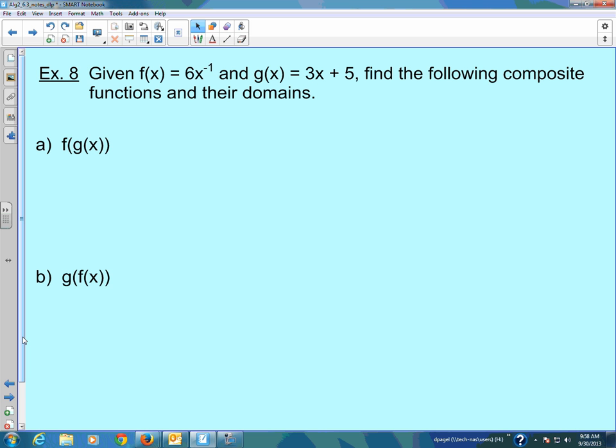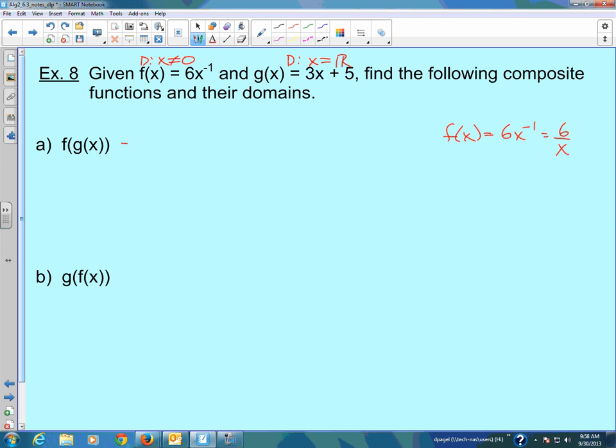f of x equal to 6x to the negative first. Again, thinking about negative exponents, 6x to the negative first is equal to 6 over x. Can't have a value of 0 down there, so the domain x cannot equal 0. Then g of x, 3x plus 5, linear function, it equals all reals.